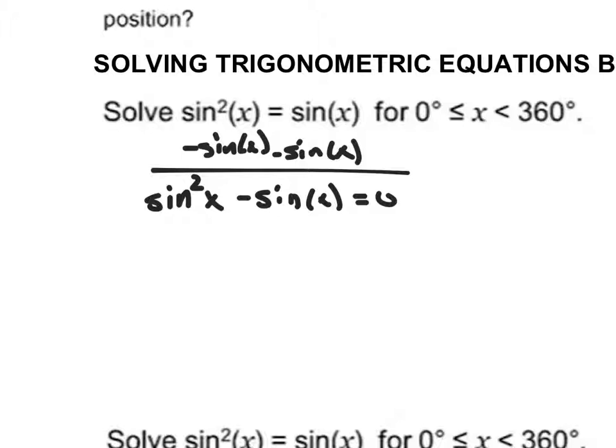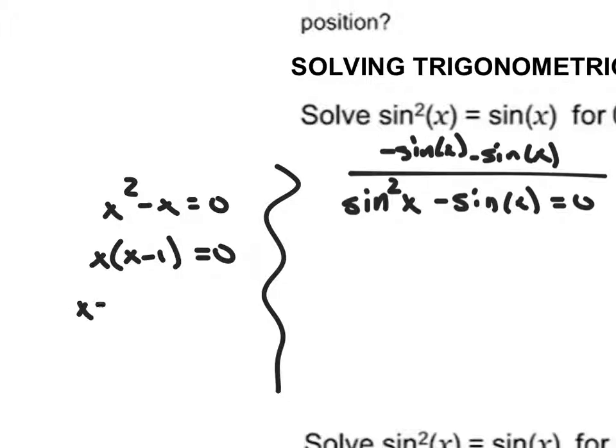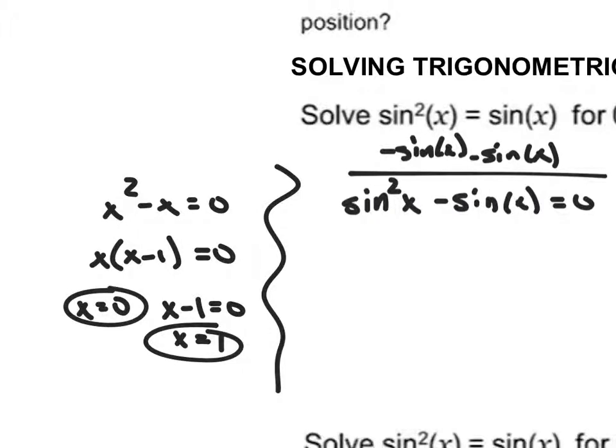Okay, so now that I've set it equal to 0, notice what you have here. This is the form of a quadratic. Think of this equation here, and this is what helps me. If I think of x squared minus x equals 0, how would you solve that? You'd factor out an x, and you get x times (x minus 1) equal to 0. Then you set x equal to 0, and set x minus 1 equal to 0, and solve for x. So you can solve these equations by factoring.